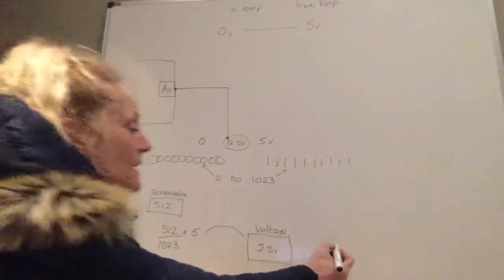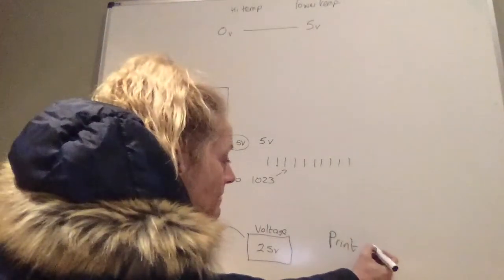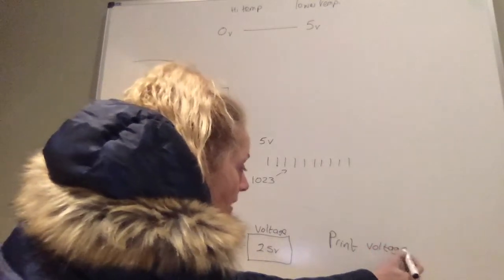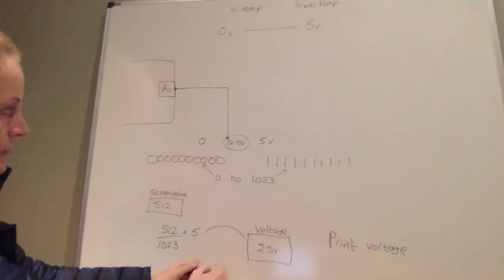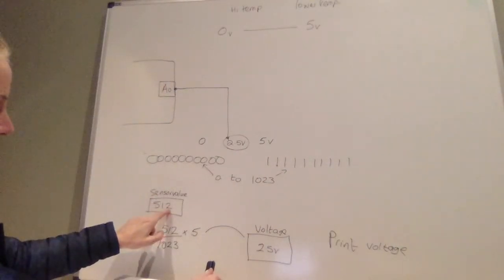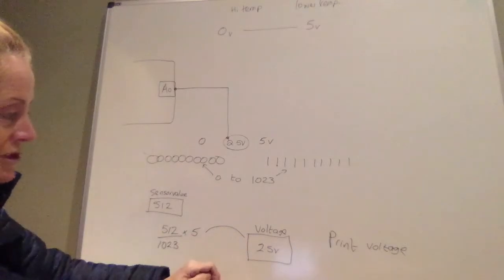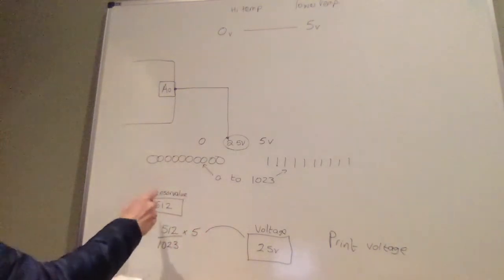And then you say to it, now I want you to print, that's not an exact command, I'll talk about the exact command in a minute. I want you to print voltage, or print to the screen, print screen voltage. Okay, so that's the idea. You're basically saying, read what's in A0, put it into a box called sensor value, take what's in sensor value, divide it by 1023 and multiply it by 5, put it into a box called voltage, and then print the voltage onto the screen.